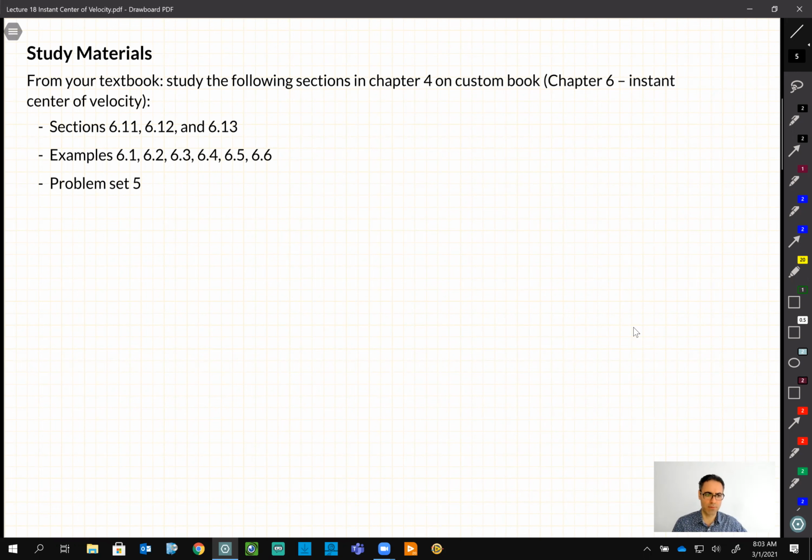Examples: try to study examples 1 to 6. And also I have set up a problem set for you. We call it problem set 5, and they are all on Canvas. I will try to post the solution before your exam this Friday.